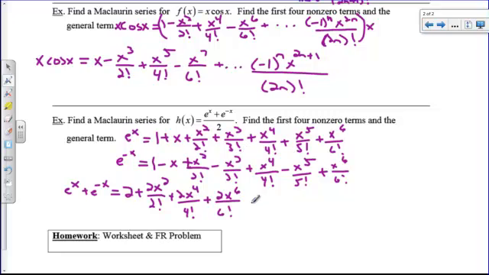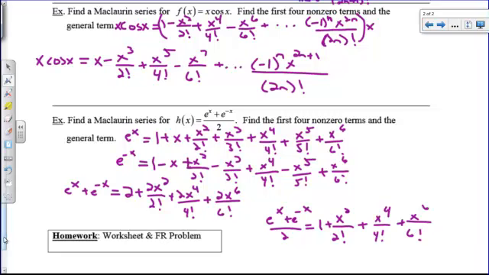So finally, I'm going to write out what my answer is here. e to the x plus e to the negative x over 2 is going to equal, I'm going to divide everything by 2. So term by term, 2 divided by 2 is 1. 2x squared over 2 factorial divided by 2 just gives me x squared over 2 factorial, and then plus x to the 4th over 4 factorial, and then plus x to the 6th over 6 factorial.